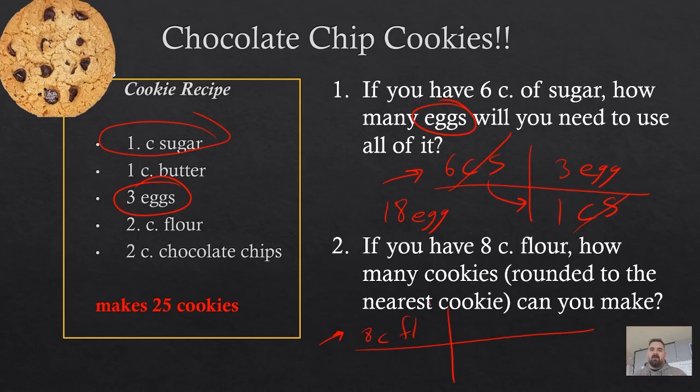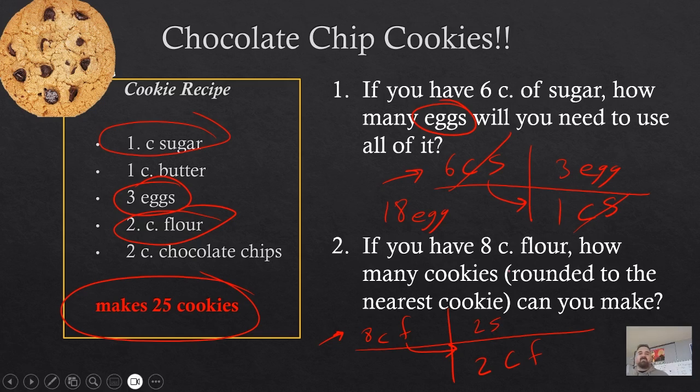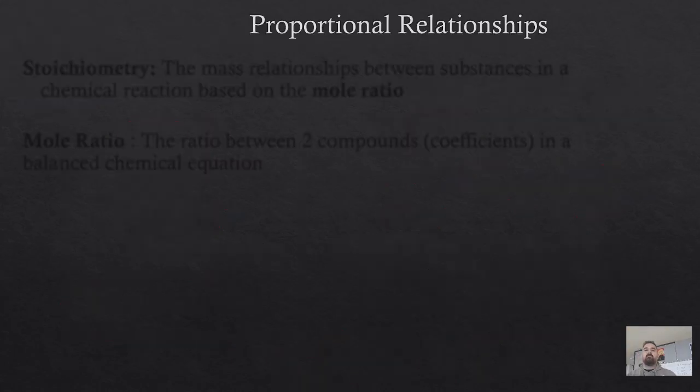8 cups of flour. What unit goes down here? Cups of flour, how many? 2 cups of flour. And then how many cookies will that make? 25. So it's going to be 8 divided by 2. That gives us 4 times 25. How many cookies can we make? 100 cookies. Any questions on this? All right, let's move on.